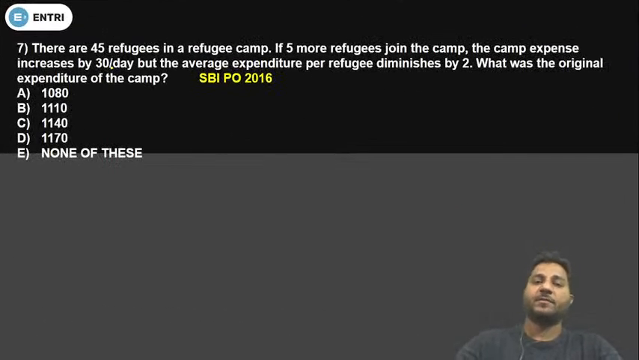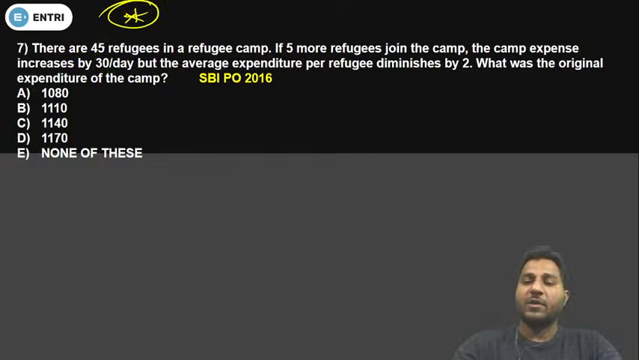The next question, an important one. There are 45 refugees in a refugee camp. If 5 more refugees join the camp, expense increases by 30 rupees per day. But the average expenditure per refugee diminishes by 2.